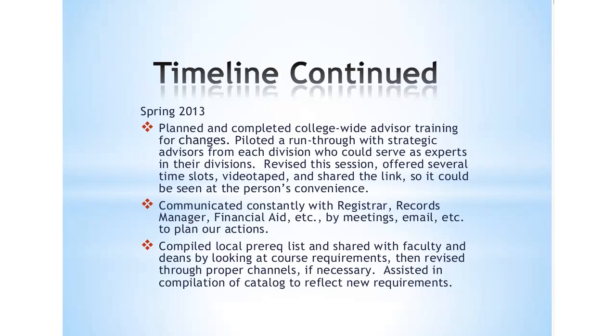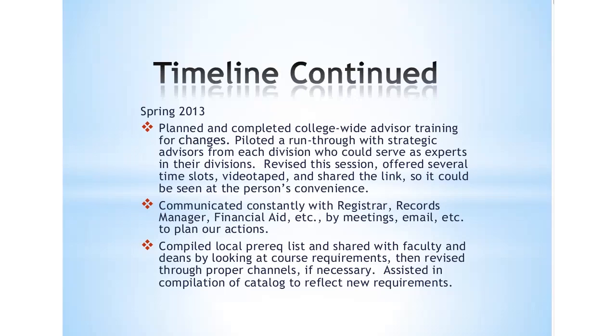That really helped us make sure that we had it streamlined, so that when we went to the rest of the advisors, they would know more about what was going on, and they felt very well prepared. We revised that session, with the support of the administration, of course, and offered several different time slots. We also had it taped, so that they can get it through a link and watch it when they need to. If we missed anyone, we were very concerned about that.